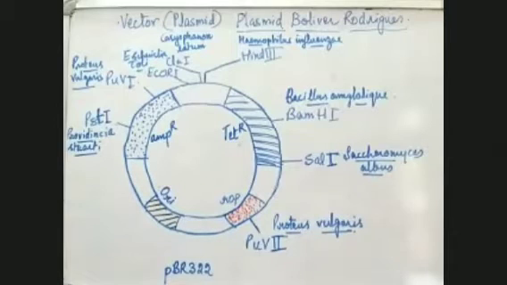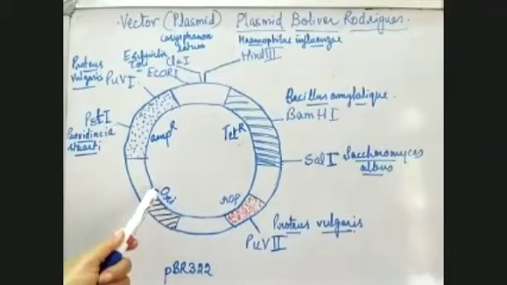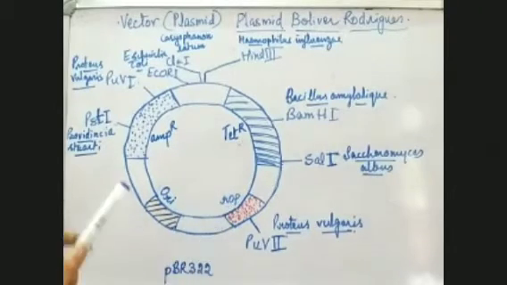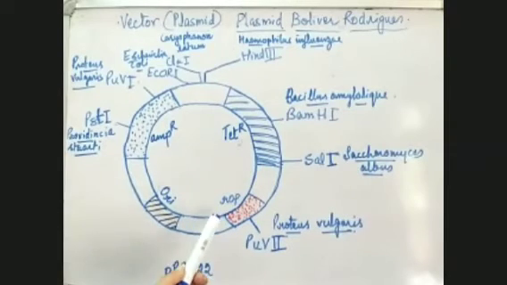Now, I was telling you the characteristics of a vector. I told you that it should have an origin of replication, ORI. It should have ROP, the protein of replication. The origin of replication is the place where the replication will start, that means from here they will start multiplying in number. ROP will provide the protein for increasing in number when the desired gene will increase in number.